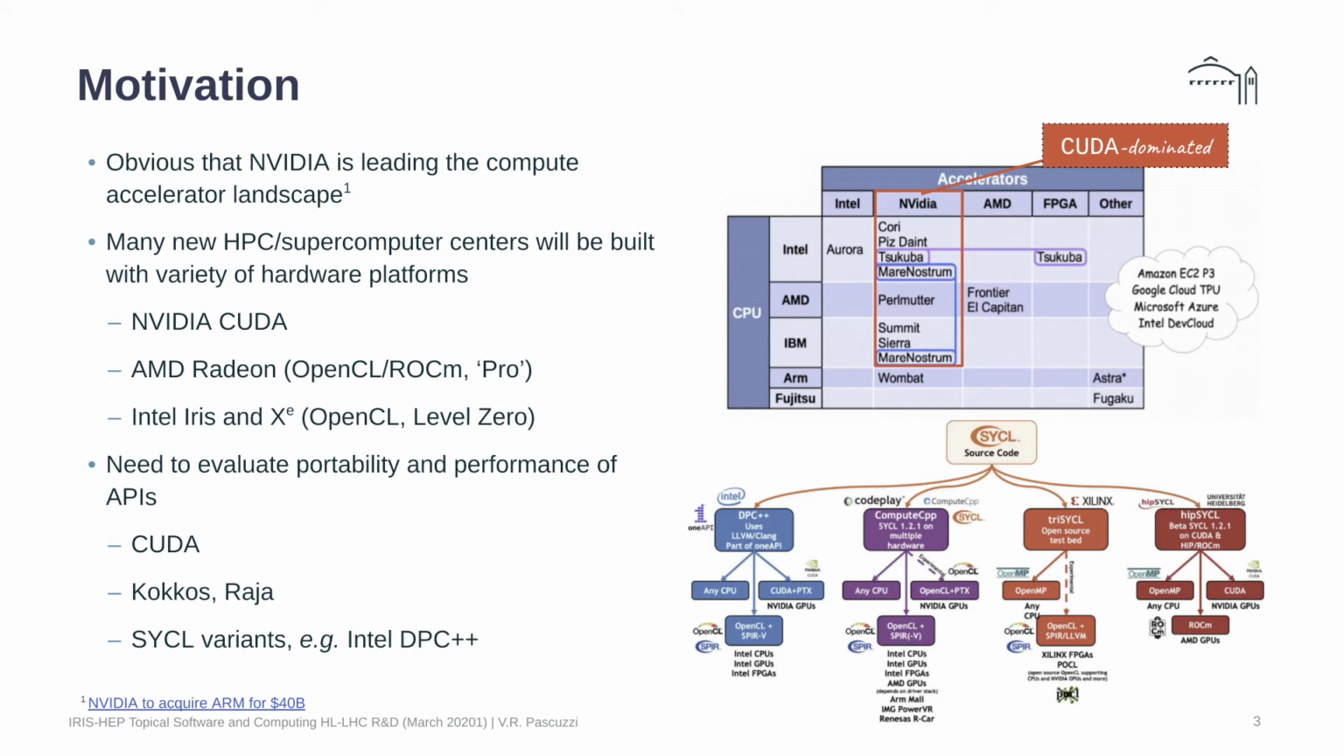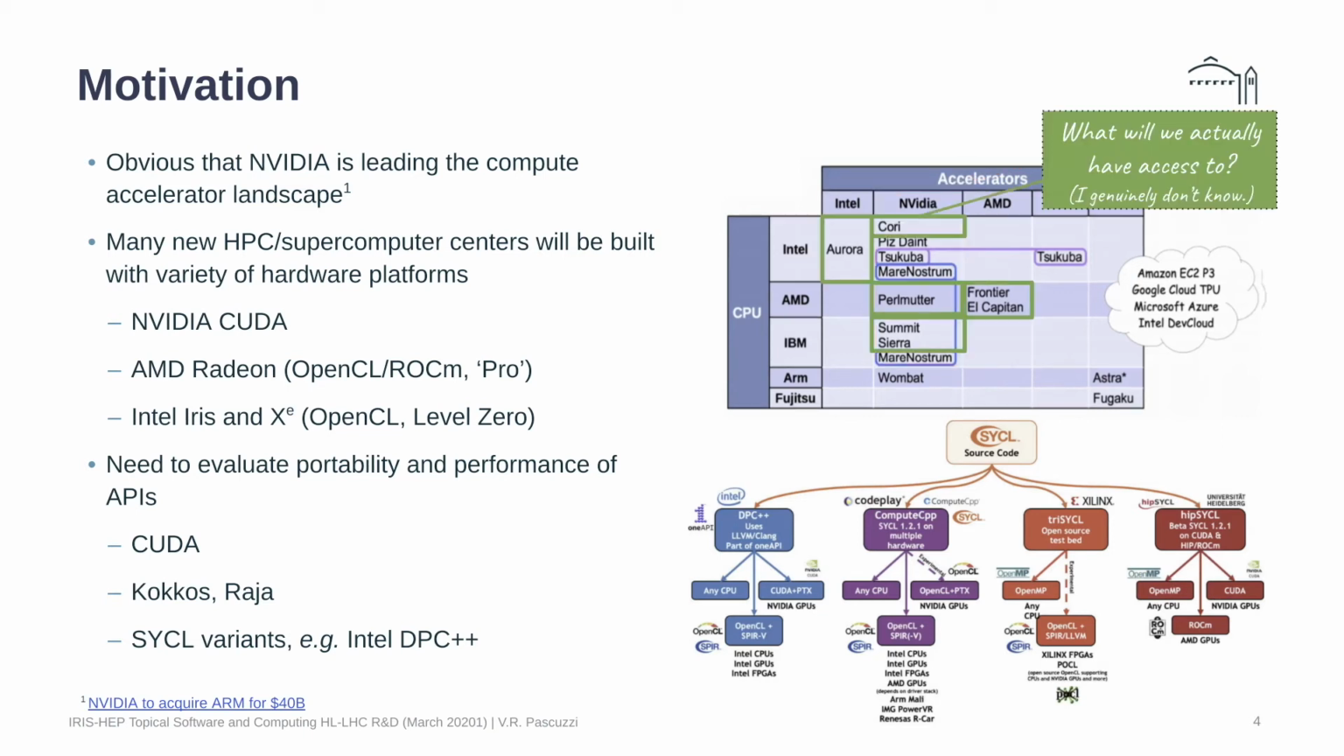So there are some what we call performance portability solutions or APIs or platforms that can help to address this, such as Kokkos and RAJA. And then the many variants of SYCL, where I have a little chart at the bottom that shows the different releases or flavors that are available for SYCL and their compilers.